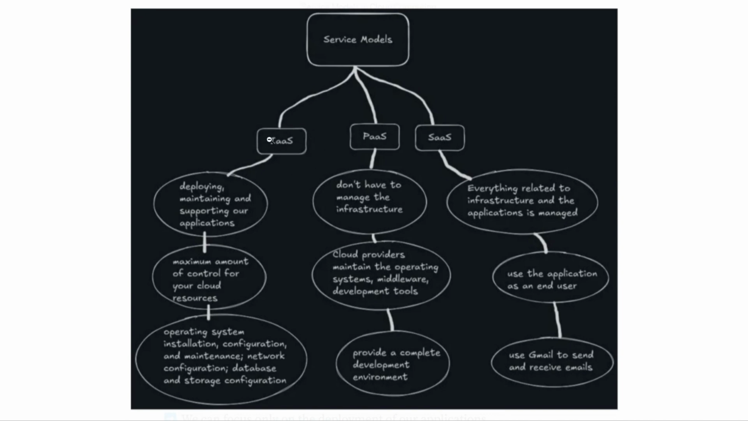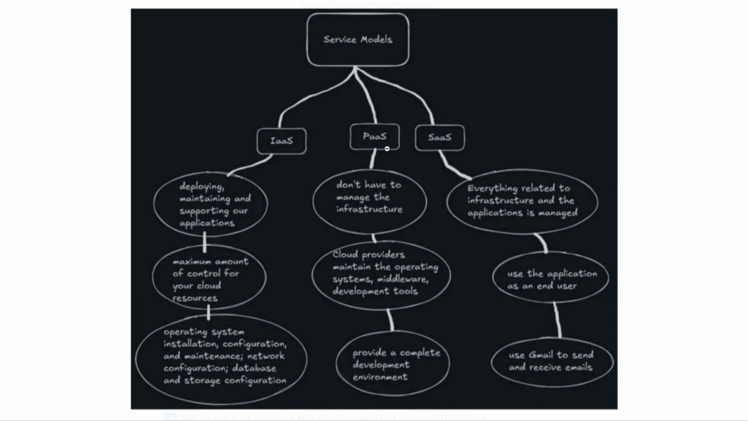First one is infrastructure as a service, deploying, maintaining, and supporting our applications. Maximum amount of control for your cloud resources. We need to maintain everything like operating system installation, configuration and maintenance, network configuration, database and storage configuration. The cloud provider will provide you with basic resources, but deploying, maintaining and supporting applications and even operating system installation needs to be done by us. So we have maximum control over the cloud resources that we deploy and use.